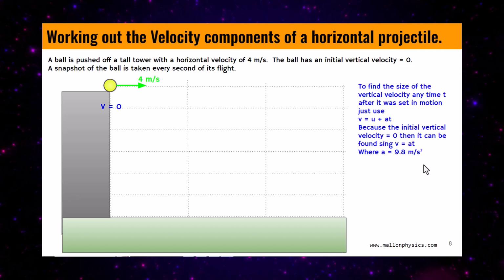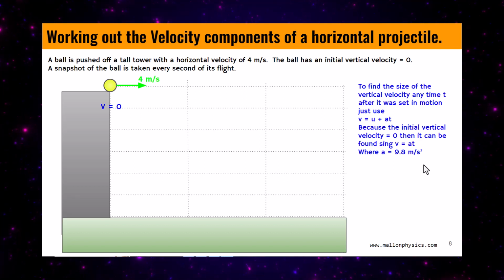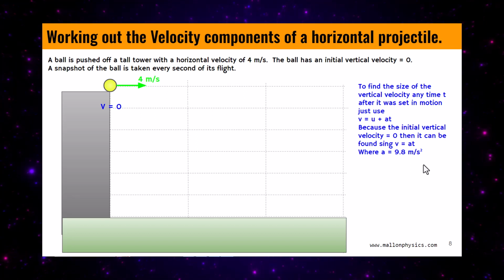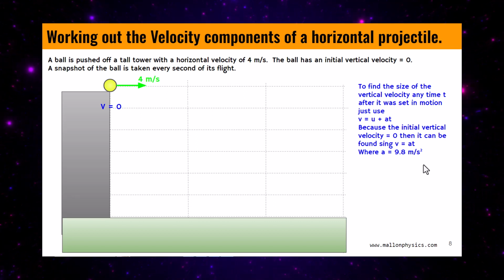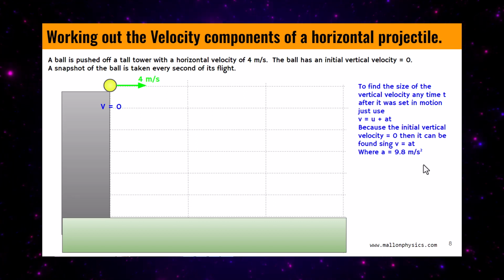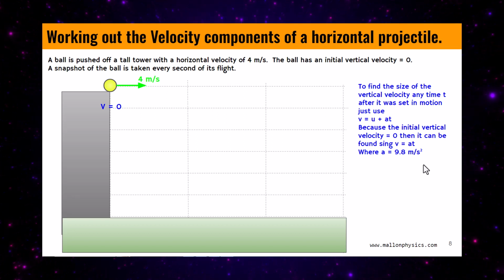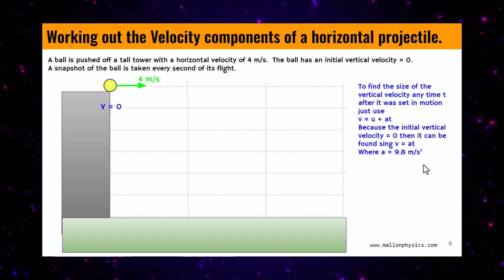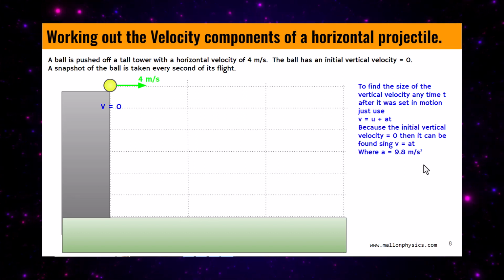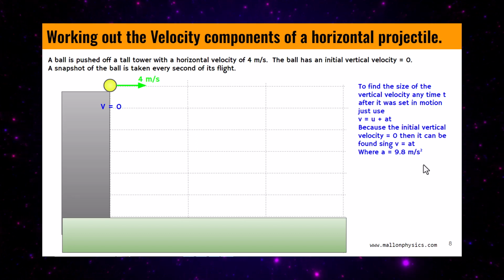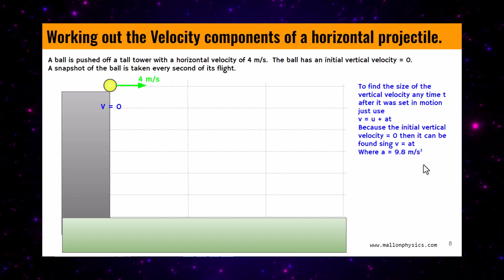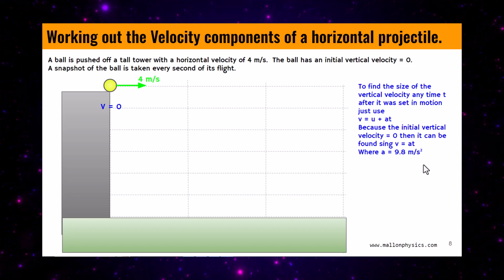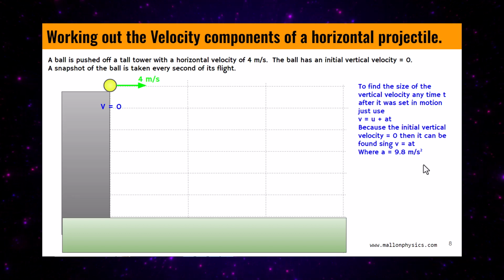So how do we actually calculate the vertical velocity at any time in that flight? Now to find the size of the vertical velocity at any time t after it was set in motion, we just use our equation v equals u plus at, where v is the final velocity, u being the initial velocity, a being acceleration, and t being the time. So v equals u plus at. But because the initial vertical velocity is 0, coming off the top of the tower, then it can be found just by simply using v equals at. We can just ignore the initial velocity because it's 0. But we'll keep it in to see the calculation.